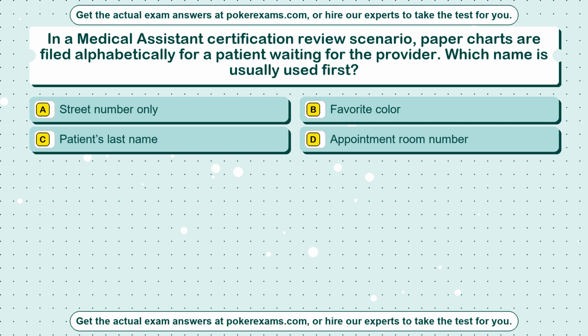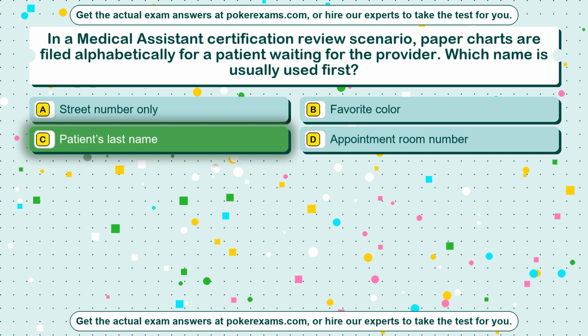Question 27. In a medical assistant certification review scenario, paper charts are filed alphabetically for a patient waiting for the provider. Which name is usually used first? Option A, street number only. Option B, favorite color. Option C, patient's last name. Option D, appointment room number.